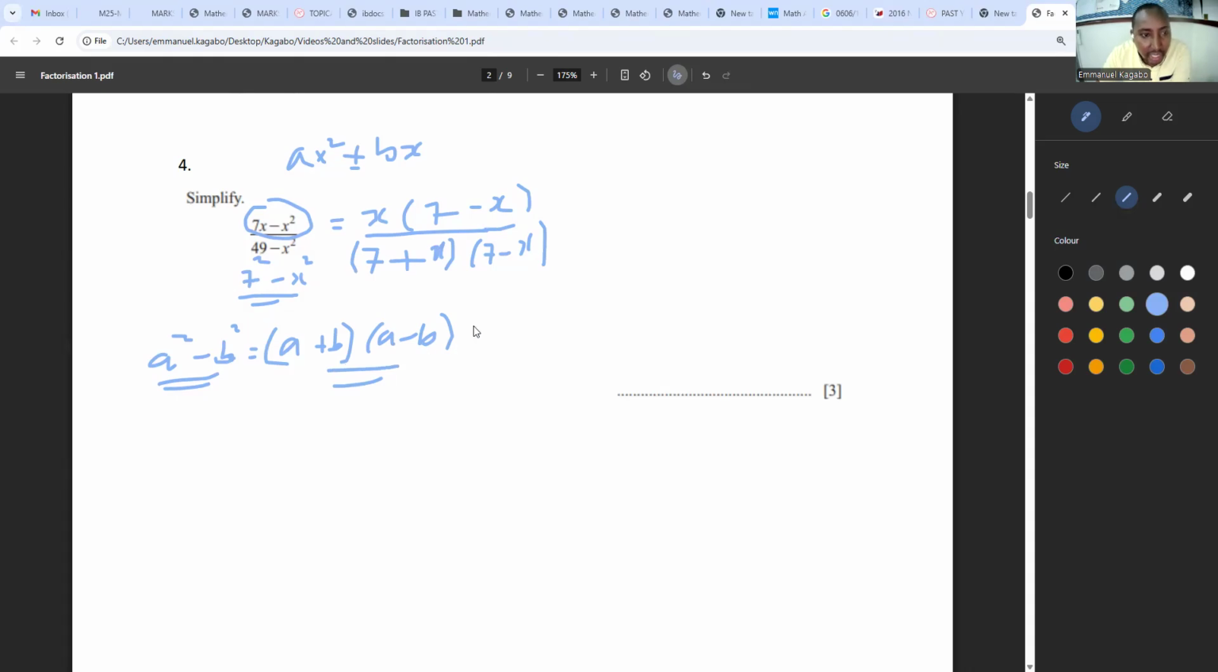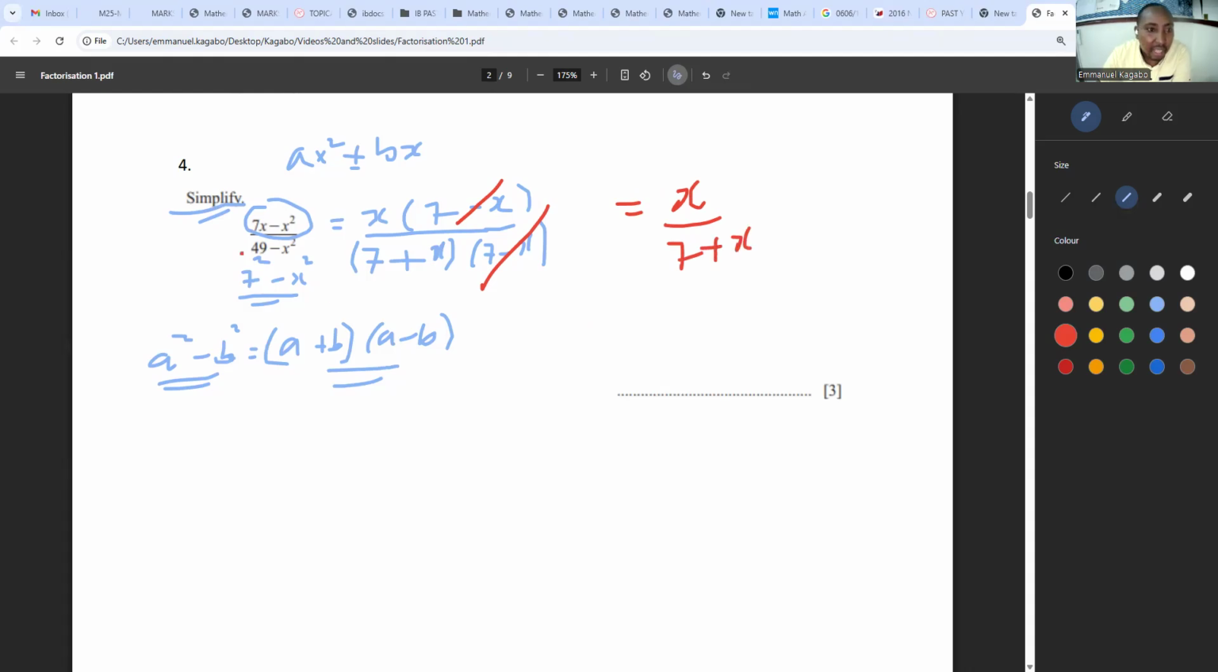Okay, so when you reach here now, because they said simplify, if you are simplifying, that means you have to cancel out. This is the same as this. You are canceling out. So I'm going to have x over 7 plus x.